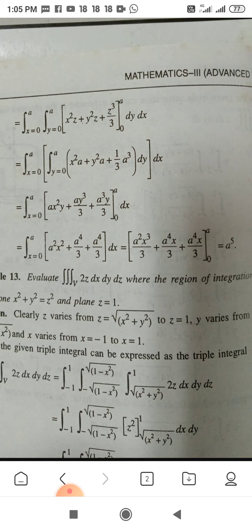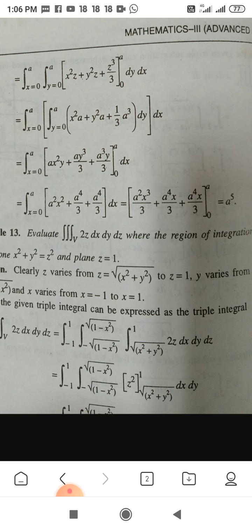Now we will integrate this function with respect to x and with respect to y. To integrate with respect to y, we treat y as the variable and the rest as constants, and after integrating it becomes x square a y plus a y cube upon 3 plus a cube y upon 3, with lower limit 0 and upper limit a. So putting the lower and upper limit at the place of y, first of all we put the upper limit at the place of y, then minus putting the lower limit at the place of y.